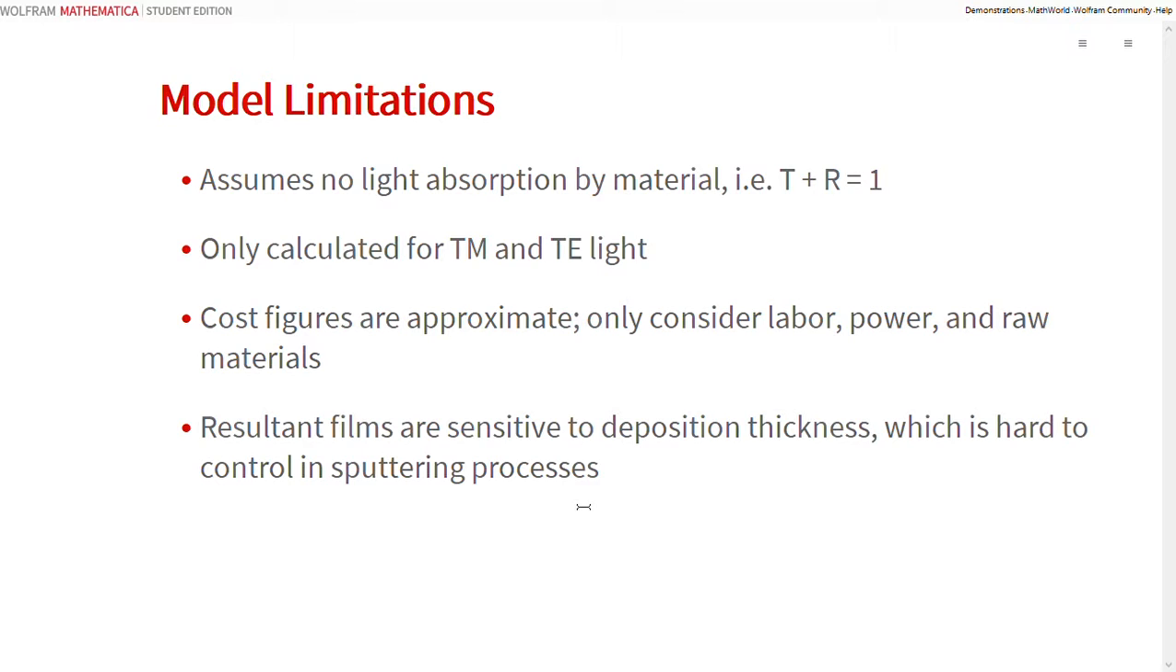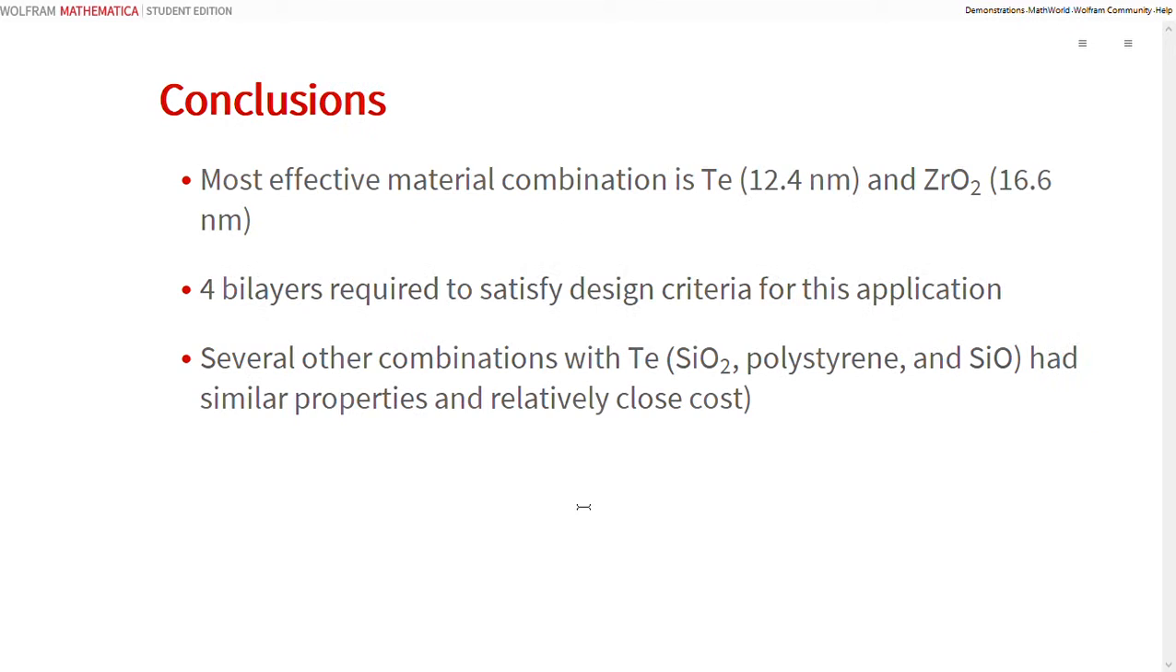And then, as was shown earlier with the very thin peaks on the graphs, the resultant films are extremely sensitive to deposition thickness. If the thickness of one of the layers changes slightly, it can shift the peaks on the graph to the point where the criteria set out are not being fulfilled. And so it's very hard to control those specific things in a sputtering type process, which means that you might want to design a film that has a little bit more leeway in terms of thickness of each layer.